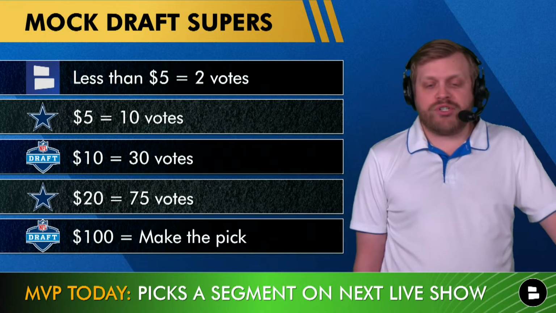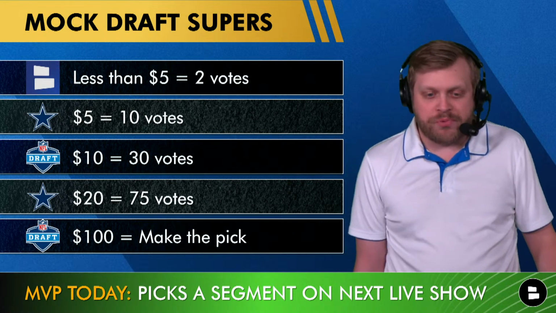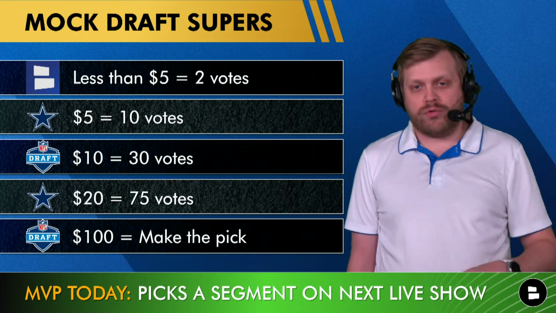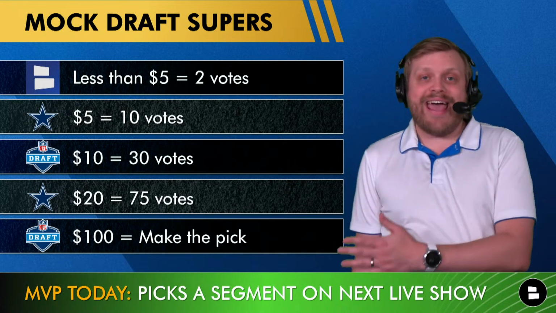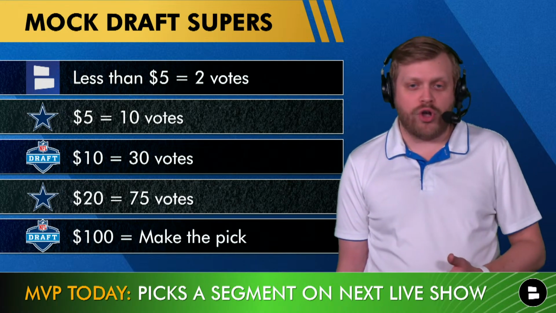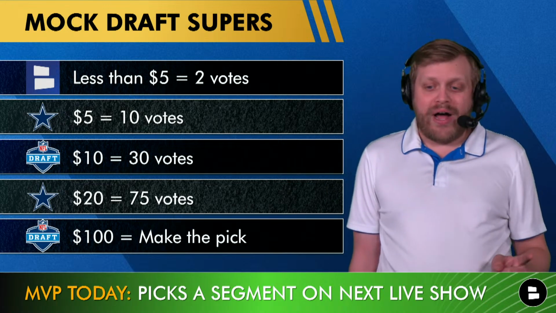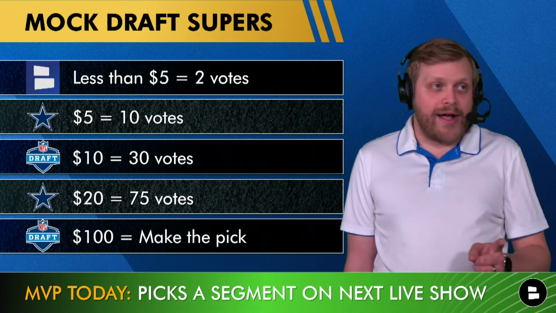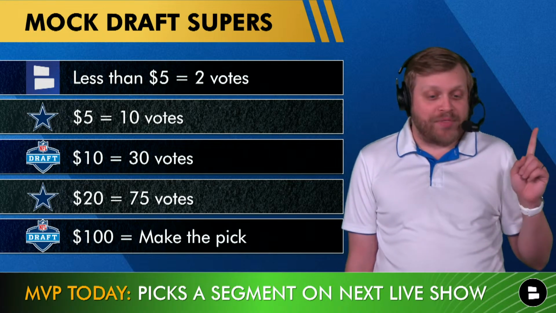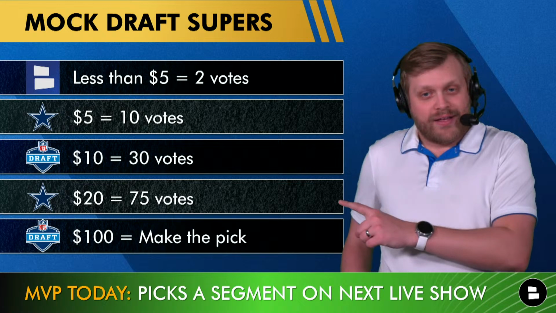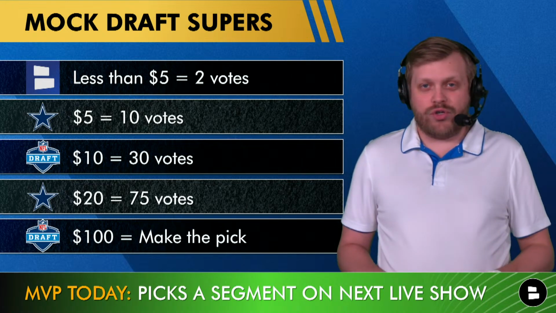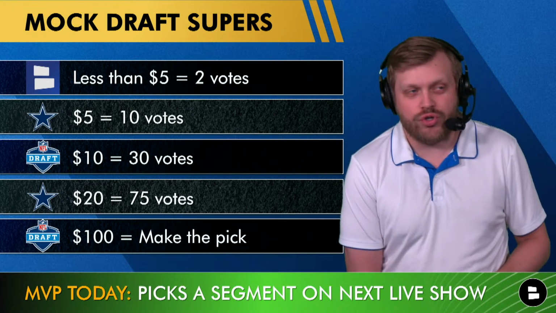Here's how the mock draft super chats will go. Less than $5 super chats, if you specify a player, 2 votes. $5, 10 additional votes for whatever player you took. $10 is 30 votes. $20 is 75. $100 will stop the count and give the win to whatever player you chose to take.